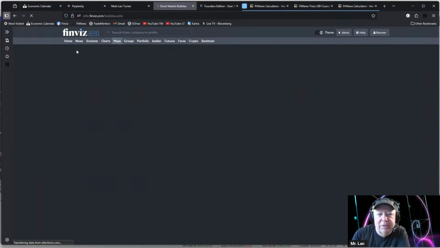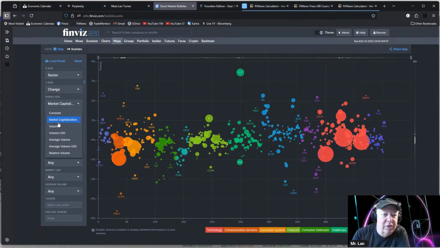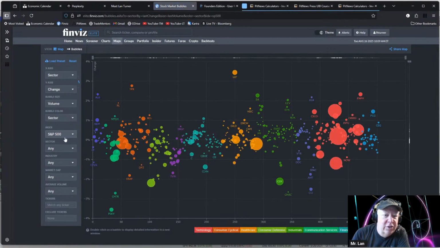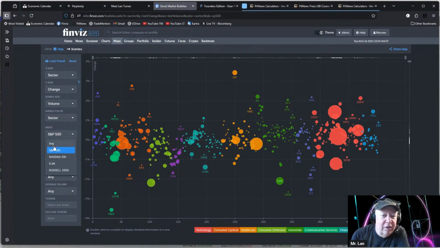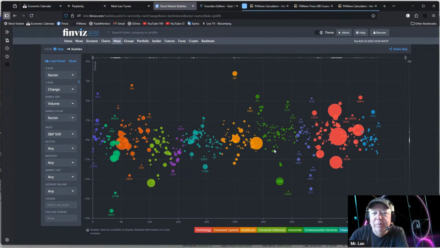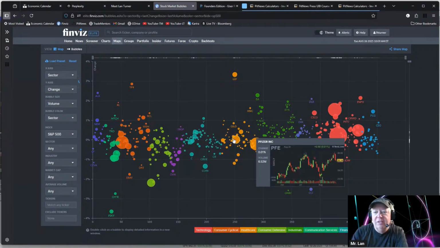You click on Bubbles, and then it brings you over here, and then you come down here, and I like volume. You can leave it on market cap if you want, but I like volume. And so that's the only thing I change in the settings is volume. And then I choose which market I want to look at. You can look at any market, or you can look at S&P, NASDAQ, Dow, Russell. I like to start and just go down through them all. So I'll start with the S&P, and I'm going to see what's popping and hopping in the S&P based on volume. So the size of the bubble is how much volume is going on, how much trading is happening.